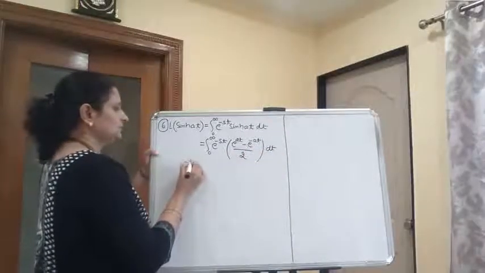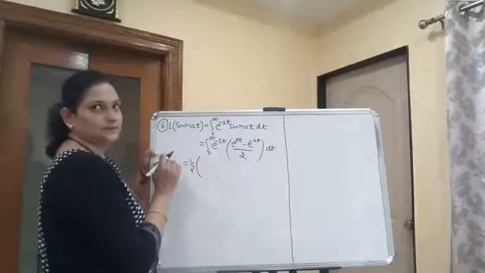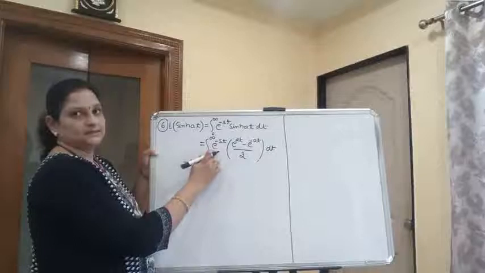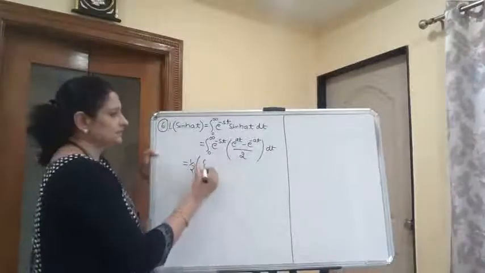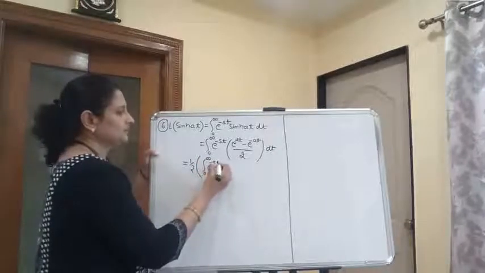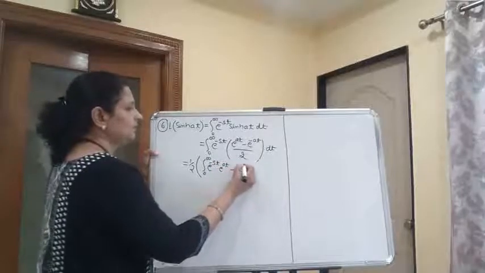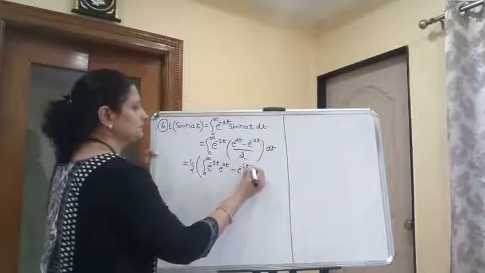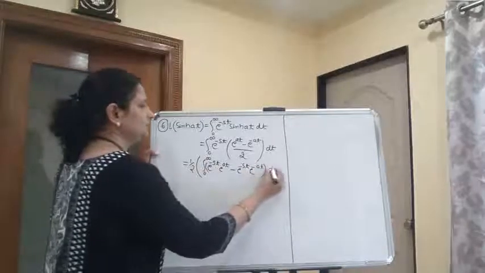1 by 2 is a constant. Let me keep it outside. And then I'll split the term. E power minus st, multiply it with both the terms and write it as integral 0 to infinity e power minus st into e power at minus e power minus st into e power minus at dt.